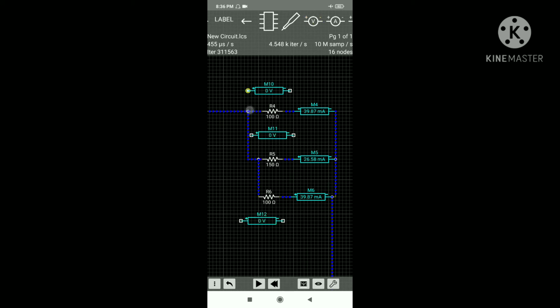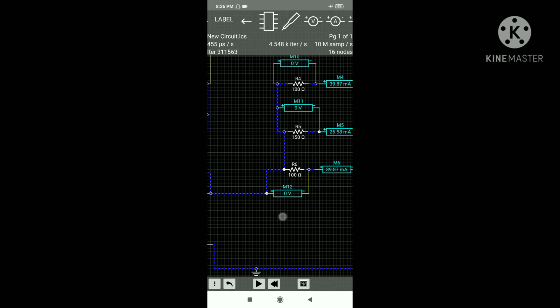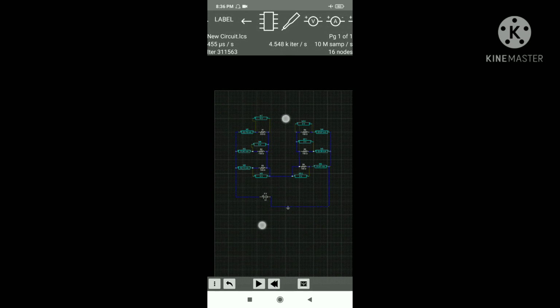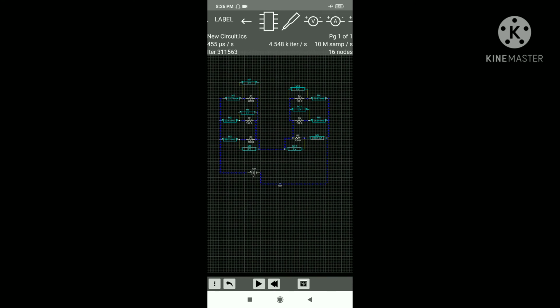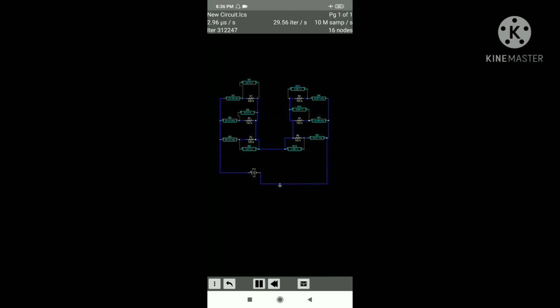Connect these voltmeters to the resistors. This is the complete circuit diagram to measure the currents in a KCL circuit as well as the voltage across the parallel networks. Run these circuits.